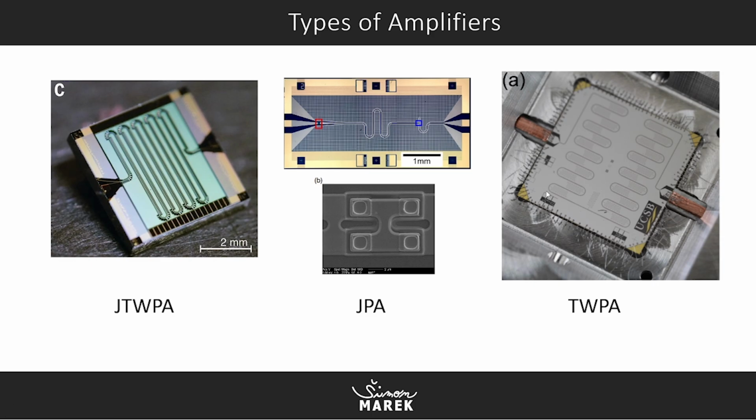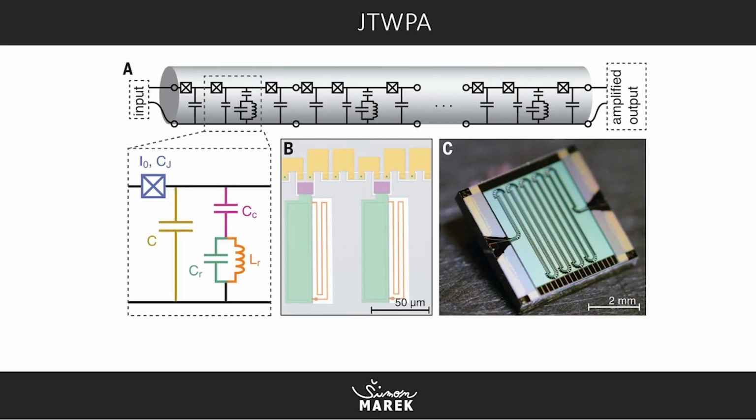There's a different kind of topology for a traveling wave parametric amplifier, or different style, but it is quite similar to the first one. It just uses a different kind of arrangement of the cells, or it just plays with different types of cells. So there is our traveling wave parametric amplifier.